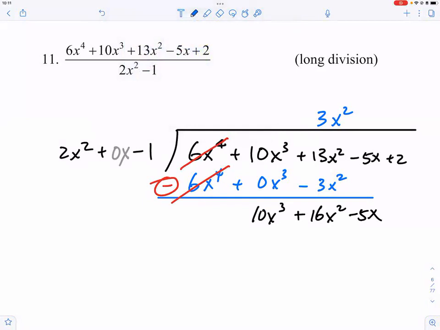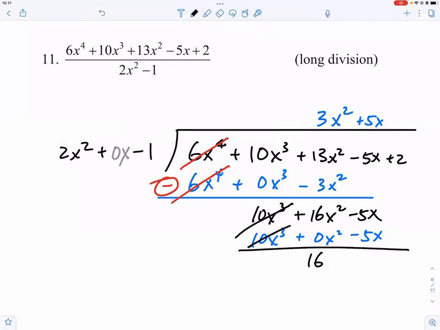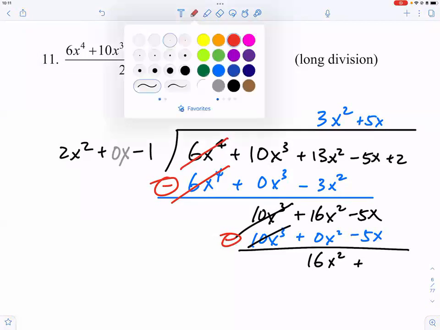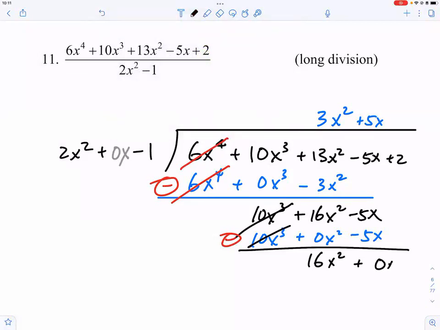Next, we need to find out what we multiply so that we can get 10x cubed, because we would like to cancel out the 10x cubed. So we will have 5x. 2x squared times 5x would give us 10x cubed, then plus 0x squared, and then minus 5x. So let's go ahead and do the subtraction. They're gone. So we have 16x squared, and then negative 5x minus negative 5x, which gives you 0x. And then we bring down the plus 2.